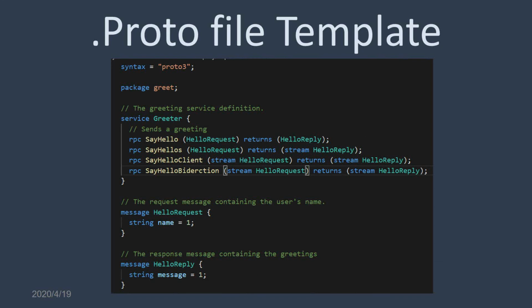So such types of requests, such methods, we are going to include in this file. Here, syntax is the version of the protocol buffer compiler. If you don't mention the version, by default this protocol buffer compiler will consider it version 2. If you mention 3, it will work as protocol buffer compiler 3, based on that version.